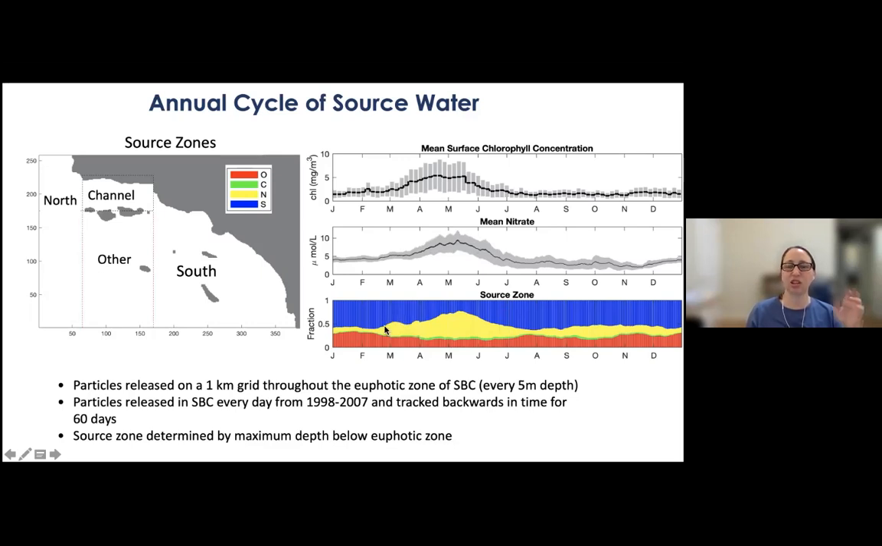So this figure shows the fraction if I were to take the whole euphotic zone of the channel, this is basically the fraction of that water that's come from these different sources. And so it dominantly comes from the south, and some from this other category, but the water coming from the north, from the California current, peaks at the same time as the wind-driven upwelling, which is what you would expect.